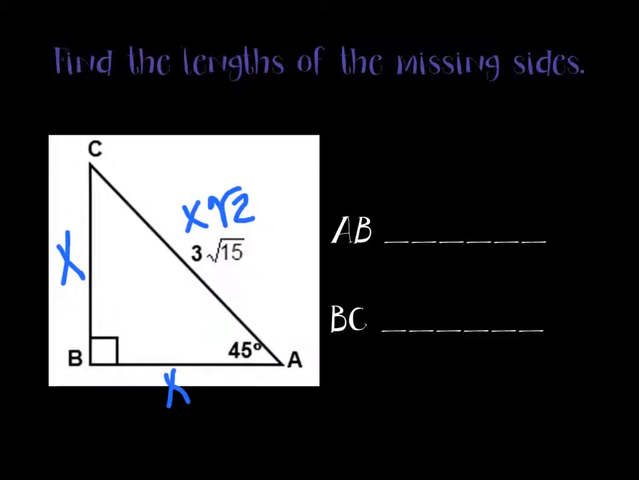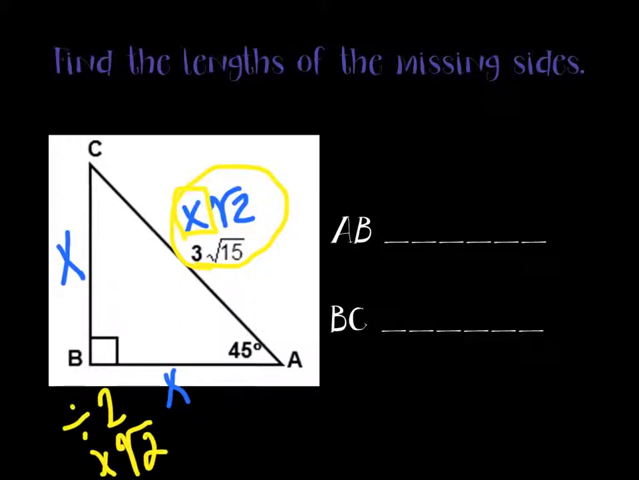Remember what I said our rule was. When you're given the hypotenuse, to find the value of just x, we divide by 2, and then we multiply by the square root of 2. So what we need to do is divide by 2 first. 3 times the square root of 15 divided by 2. We can't simplify that anymore. So now we must multiply by the square root of 2.